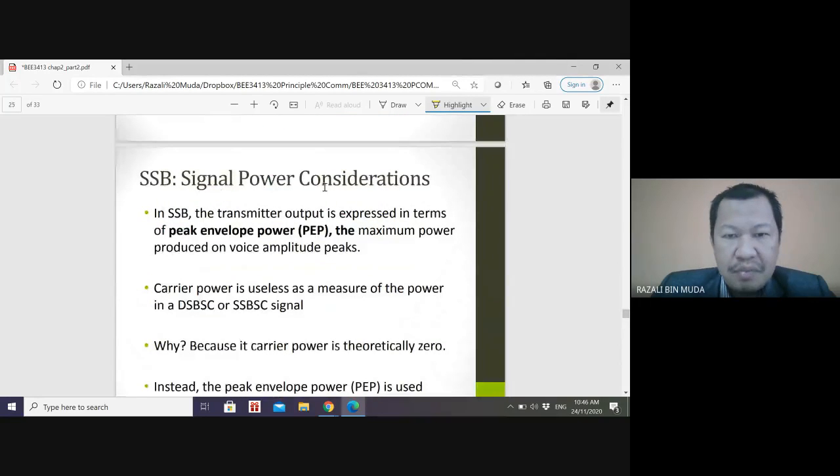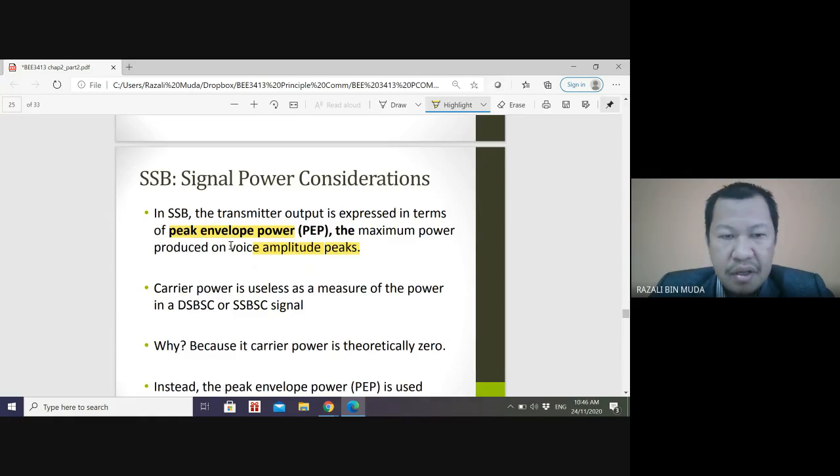Okay, signal power consideration. In SSB, single sideband, the transmitter output is expressed in terms of peak envelope power. Peak envelope power, what is that? PEP is the maximum power produced on voice amplitude peaks, the power on the amplitude peaks.